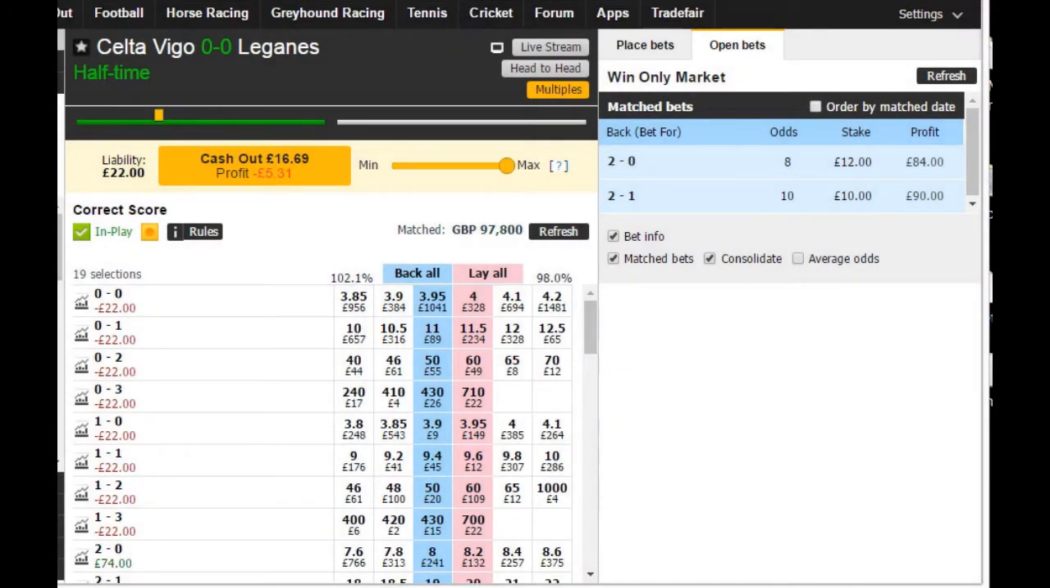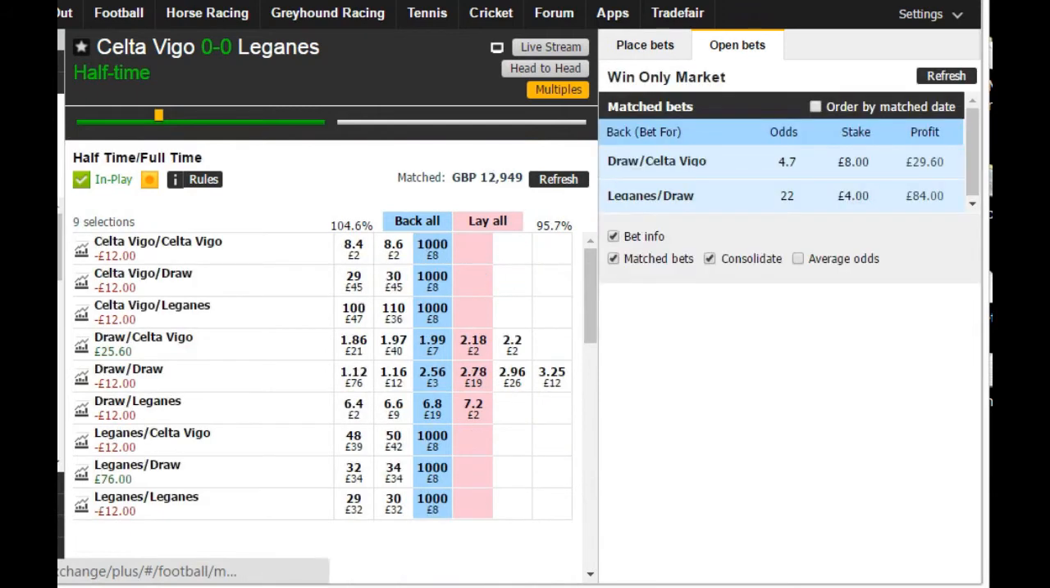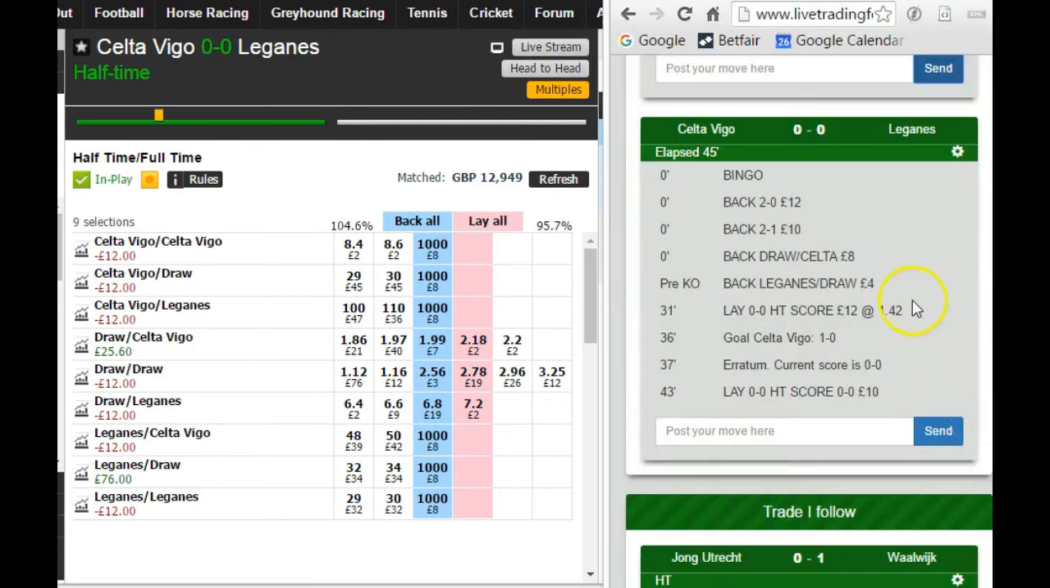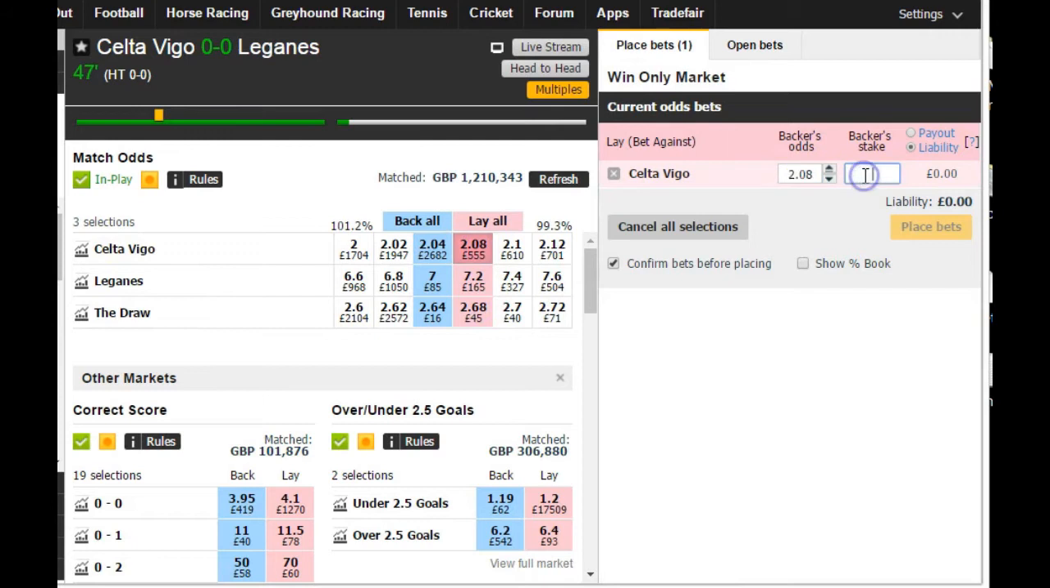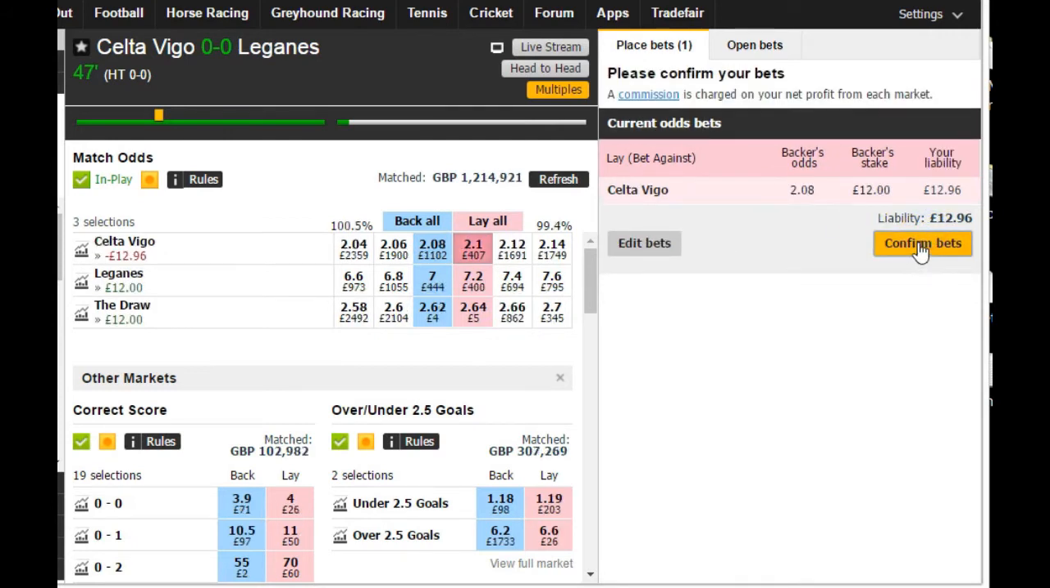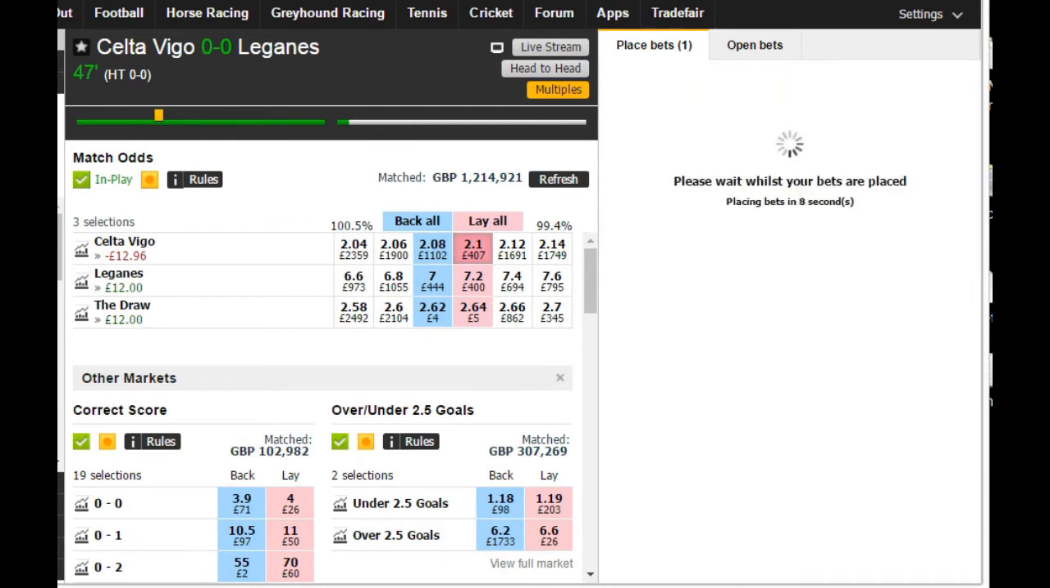Hi there. This video is going to show you what I've described over the years of trading that I've been doing, and it's called the 2 goals ahead principle. It was a game between Celta Vigo, who were heavy favourites, playing their first La Liga game of the season against newly promoted Leganes. I backed a couple of half-time, full-time events, and I'd also backed 2-0 and 2-1.